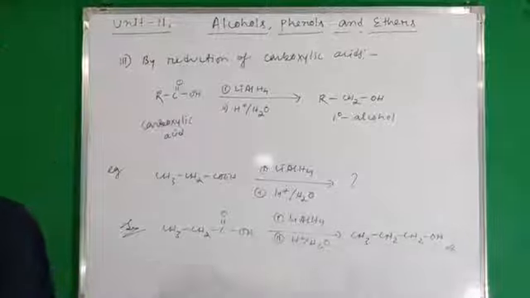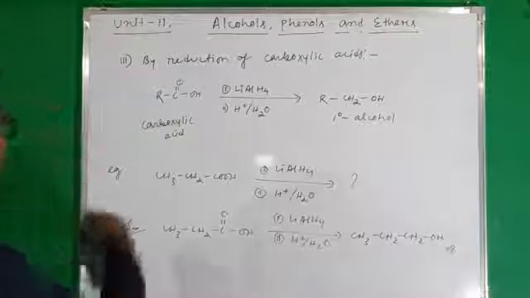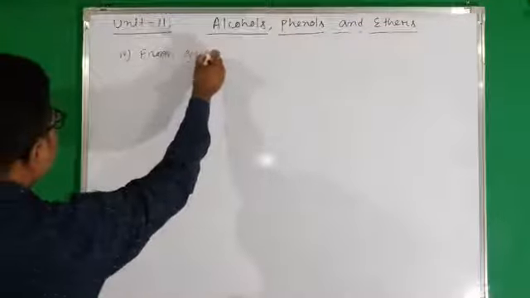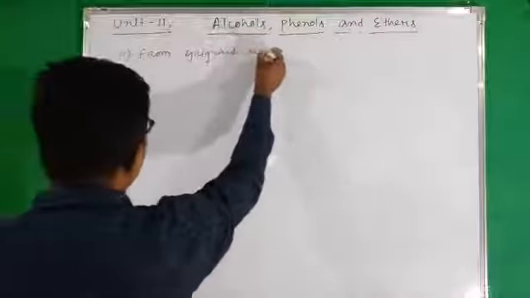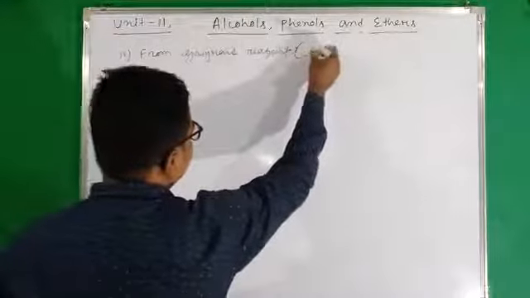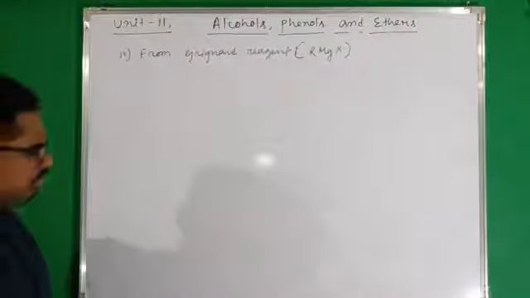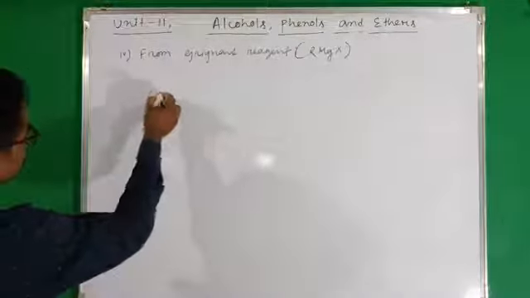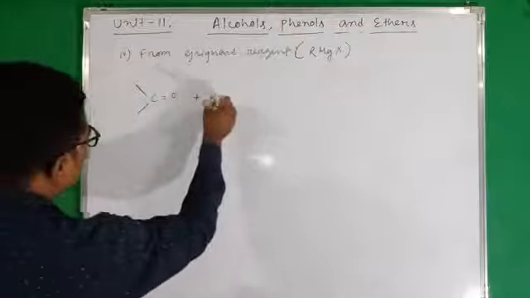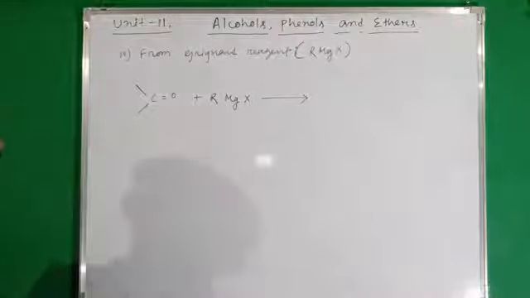So the next method is number 4, from Grignard reagent. The formula for Grignard reagent is RMgX. Always remember that aldehydes and ketones, the general formula for carbonyl compounds, react with Grignard reagent to give a salt.